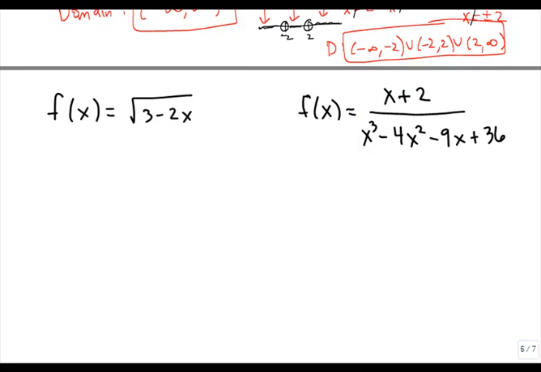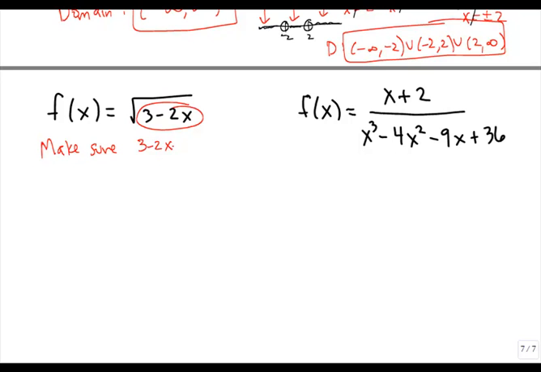Okay, the last 2 examples. Now this next one has an obvious square root. There is no fraction involved, but there is a square root. So the issue that could potentially happen here is trying to take the square root of a negative number. So what we want to do to avoid that is make sure that whatever you have here, in this case that's 3 minus 2x, is never negative. Because if it does become negative, that's not allowed.